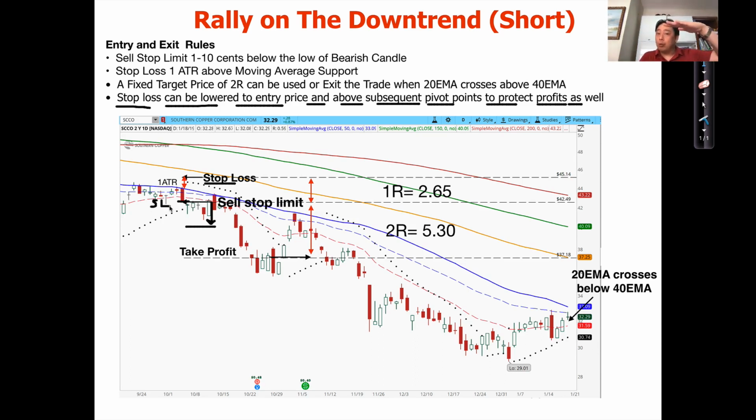The worst that can happen, it goes up, hits your stop loss, and you break even. All right, so once your stop loss is there, risk-free trade, let it ride, baby. Okay. So as it goes down, again, if you don't have a target price, you could then lower your stop loss to protect profits along the way.